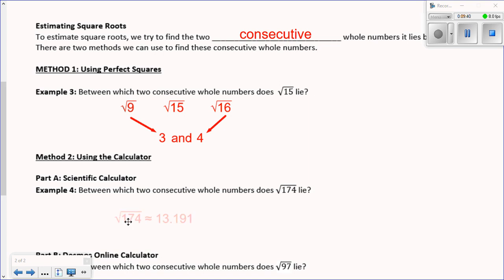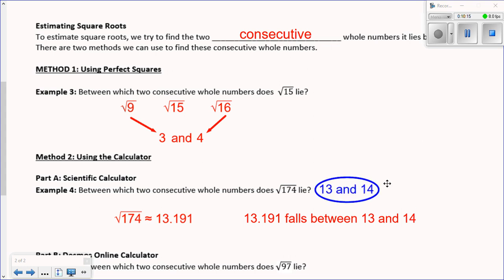What we get is about 13.19. Okay? That's the exact value. But it's not a whole number, so we can't use it. So we're going to find which 2 whole numbers 13.19 is between, and that's going to be our answer. So, if you think about the number line, this decimal would fall somewhere between 13 and 14. Okay, so that means the square root of 174 is between 13 and 14, and that's what you'd write.